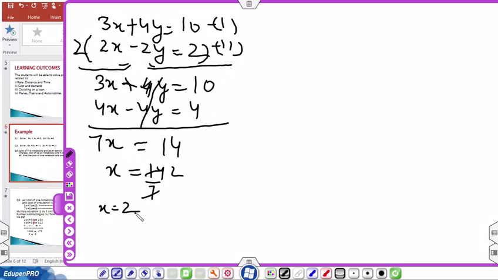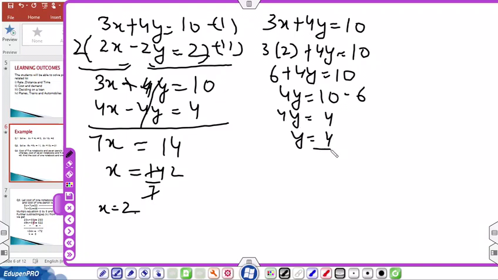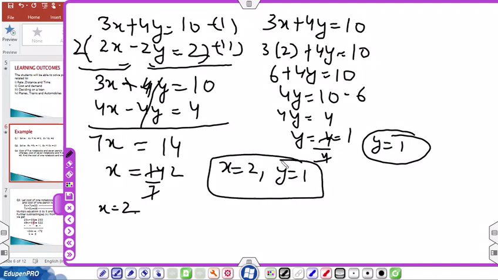Now I can find the other variable by substituting in any of these two equations. I am using equation 1: 3x plus 4y equal to 10. Substitute x equal to 2. We will find y. You can see y comes out 1. Now we ourselves can check the authenticity of our result. x equal to 2, y equal to 1 is the solution of the system of equations.